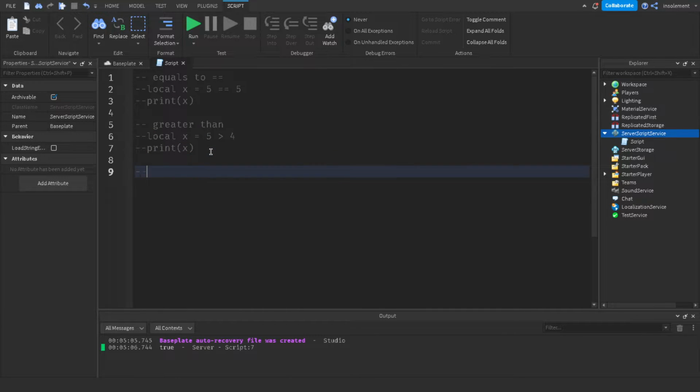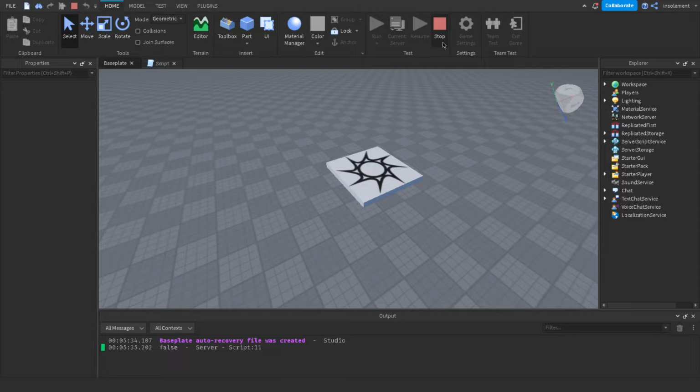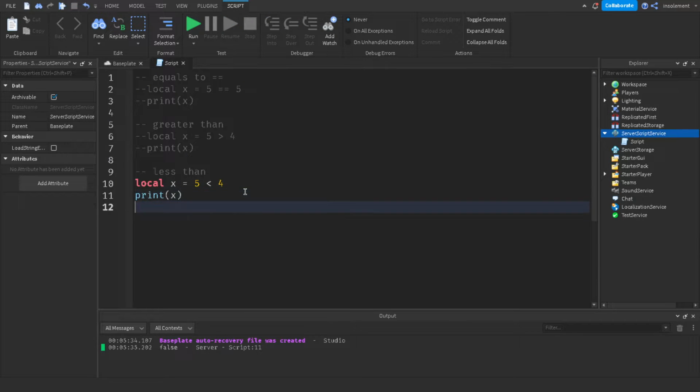The next operator is less than. So local x equals 5 less than 6. 5 is less than 6, which would return to us true. If we were to change this to a 4, 5 is not less than 4, it is greater than, so this would be false, right? If we were to print it, it would return to us false in the output, right?